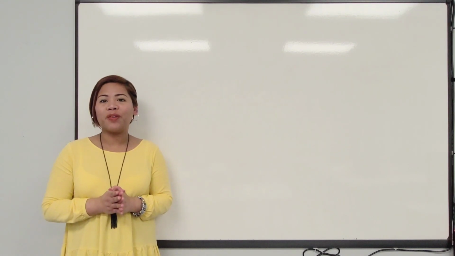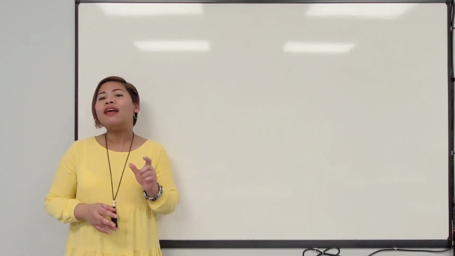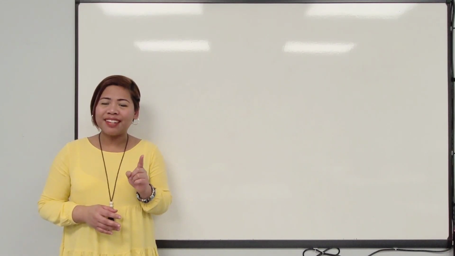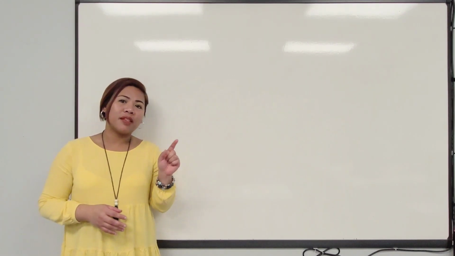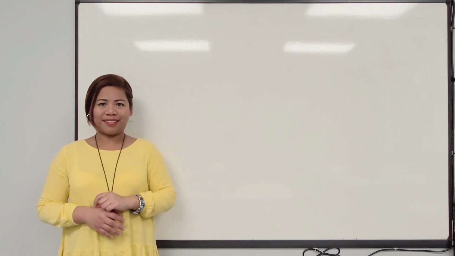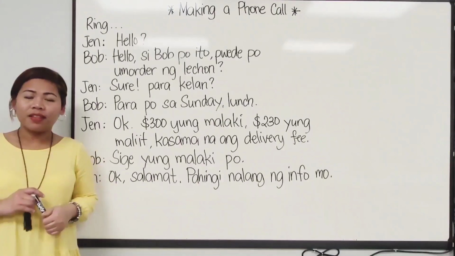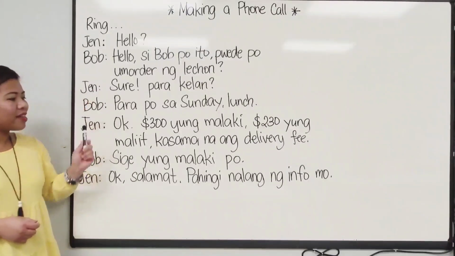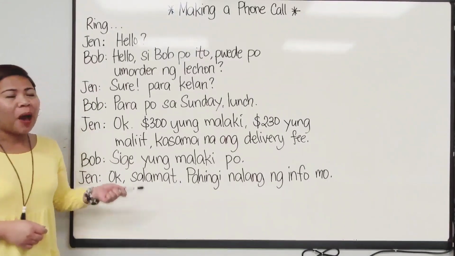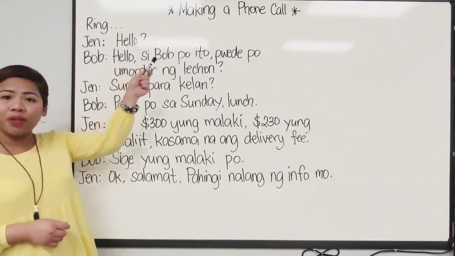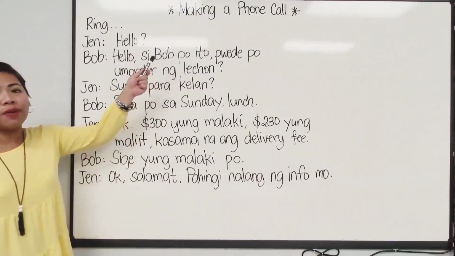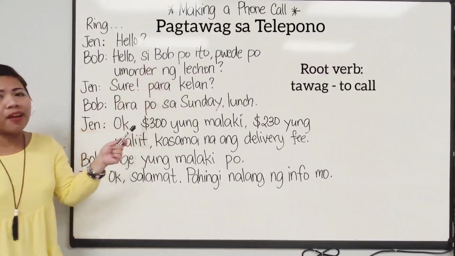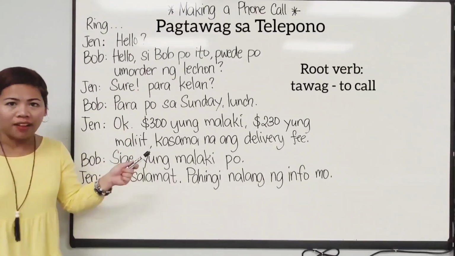And also we are going to try to look at how the conjugation of the verb changes when the focus of the sentence shifts from the subject to the object. Before we proceed to the discussion of the conjugation of the verb, let us go ahead and check this sample conversation first about a person making a phone call. Making a phone call in Filipino is pagtawag sa telepono. The root verb there is tawag, to call.